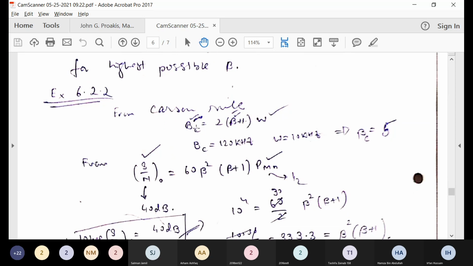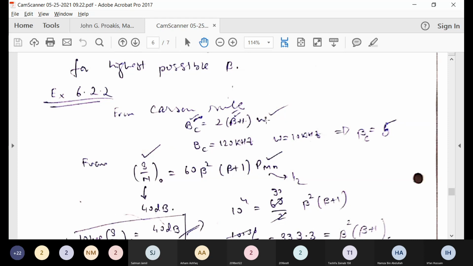So first of all, we have the Carson's rule. We are given BC, 120 kilo. We are given W, which is 10 kilo. From that, we find our beta is equal to 5. But we have to check that this beta must be less than the beta threshold. If it is less, then no problem, we can very well use it. So you can see we cannot increase our beta here, because in this question we are being constrained by the value of BC and W.